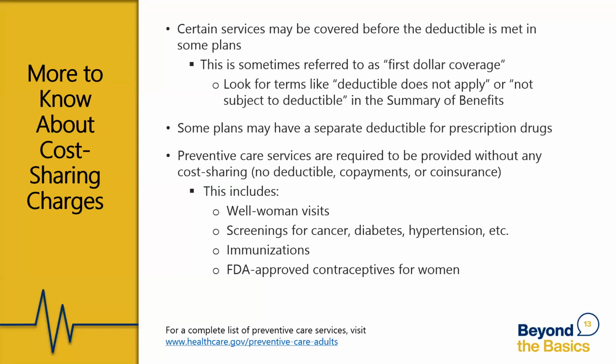And under the ACA, preventive care services are required to be covered without any cost sharing, which means no deductible, co-payment, or co-insurance charges. Preventive care services include such things as well woman visits, screenings for illnesses such as cancer, diabetes, and hypertension, immunizations, and FDA-approved contraceptives for women.